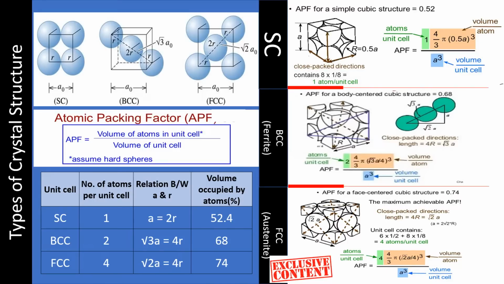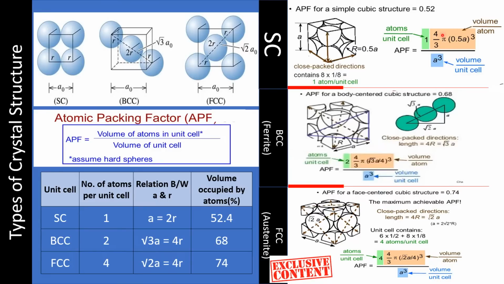At the same time we have to utilize the relation between the dimension of the lattice and the radius of the atom. For simple cubic we have r = a/2, that is what we have filled in here. For BCC we have r = (√3/4)a, that is what we have used here. So we can calculate the volume of the atom for BCC, and similarly for FCC.